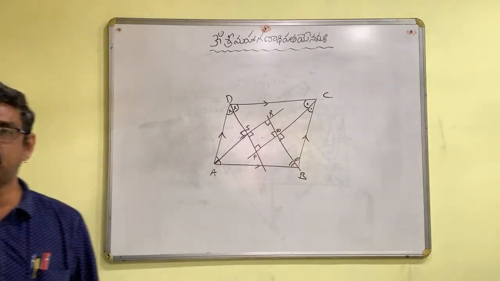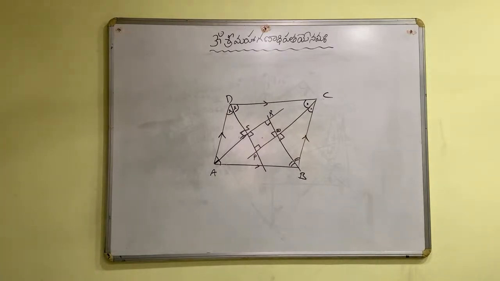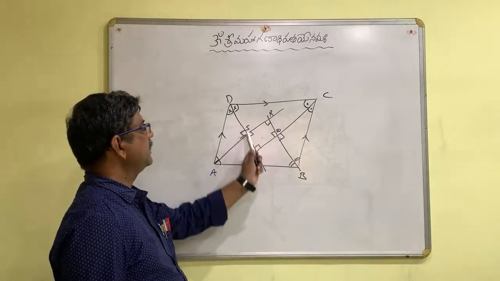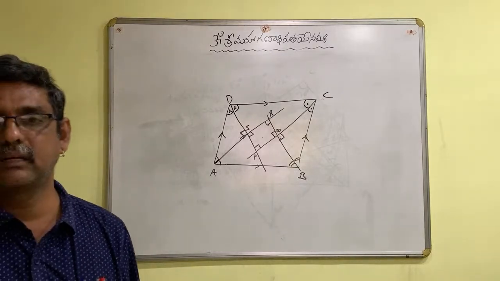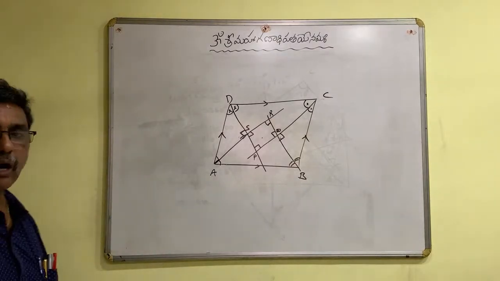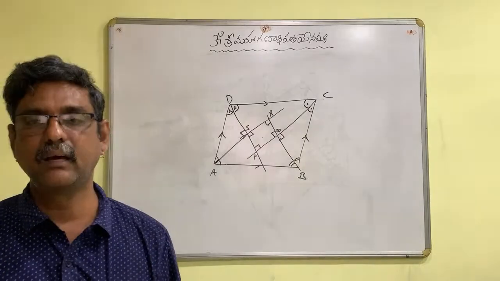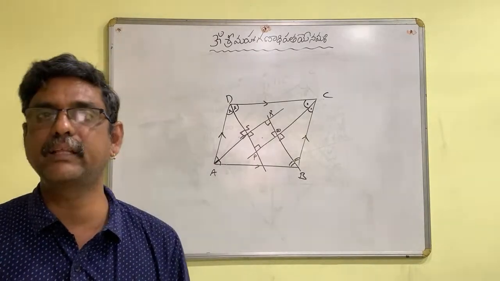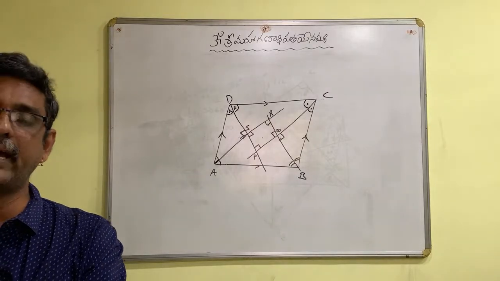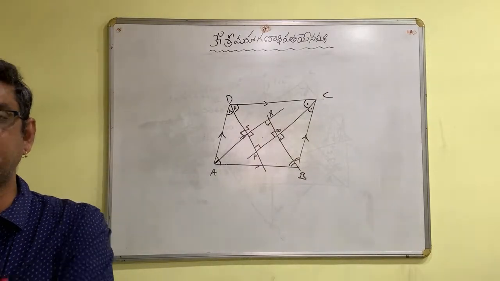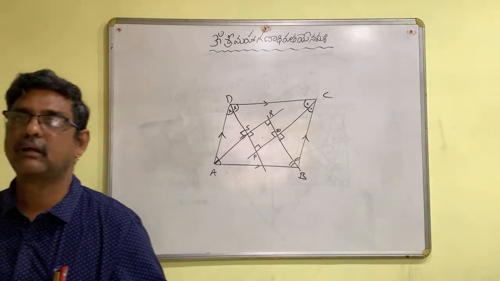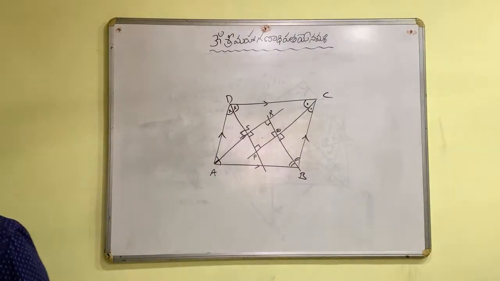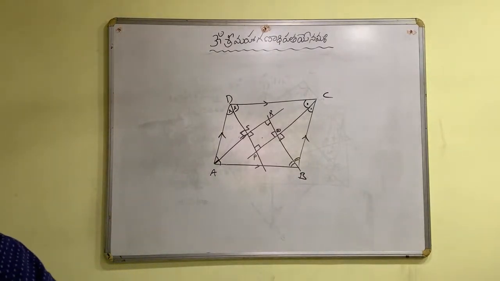If we observe all the angles of quadrilateral PQRS, each angle is 90 degrees. So automatically PQRS is a rectangle. It is neither a parallelogram, nor a square, nor a rhombus. It is a rectangle. Understand, children? It's a rectangle.